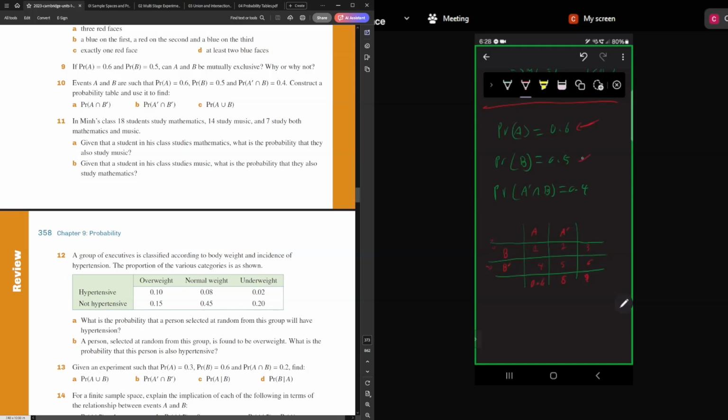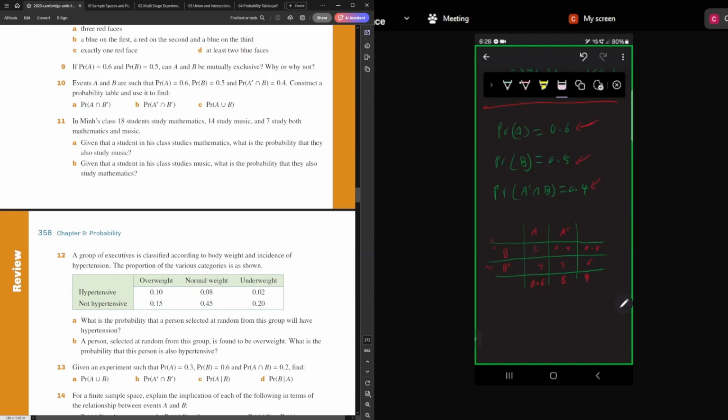Okay, where does probability B go? Spot 3. And A naught intersection B? 2. Yeah, spot 2. So you got the A naught, which is this, the B naught, the B, which is that, so 0.4 goes there.